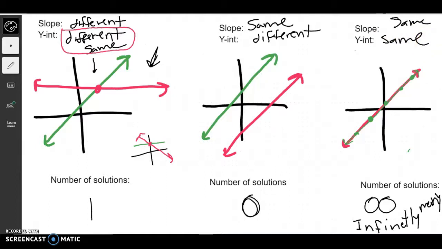So this is the breakdown. If it has a different slope, it's guaranteed to have one solution. If they have the same slope, they could either be zero solutions or infinitely many, and we tell based on the y-intercept. If they have different y-intercepts, they have no solution. If they have the same y-intercept, they have infinitely many solutions. Let's see a couple of examples of this.